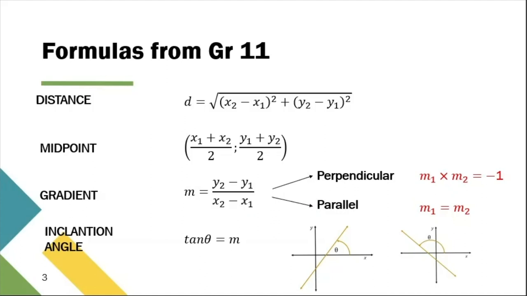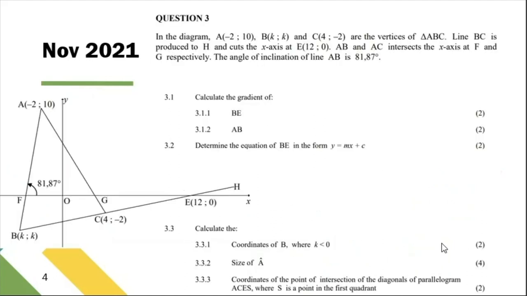We also have our inclination angle formula on the formula sheet, where tan of theta is equal to the gradient. Do remember to look at your sketch, whether theta is an acute angle or an obtuse angle. We work from the right-hand side of the x-axis from the zero, so our inclination angle is always from the right-hand side. It can either be an acute angle or an obtuse angle. So let's go look at some past papers.